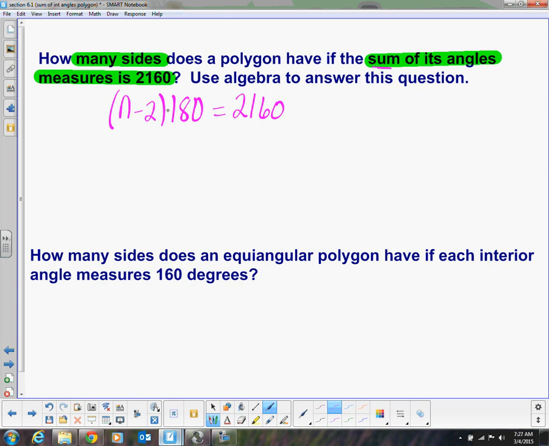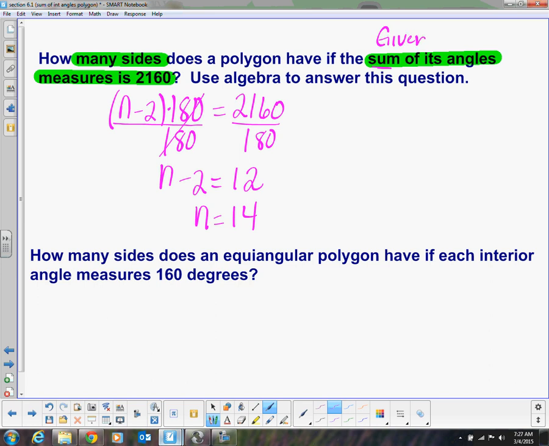Okay, because this b is being multiplied, we definitely could divide by 180. Another option is to distribute first. So I need to know what is 2160 divided by 180? 12? Okay, so now what are we going to do? Add 2. How many sides does it have? 14. So here we were given the sum of inside. So we use the sum of the inside.